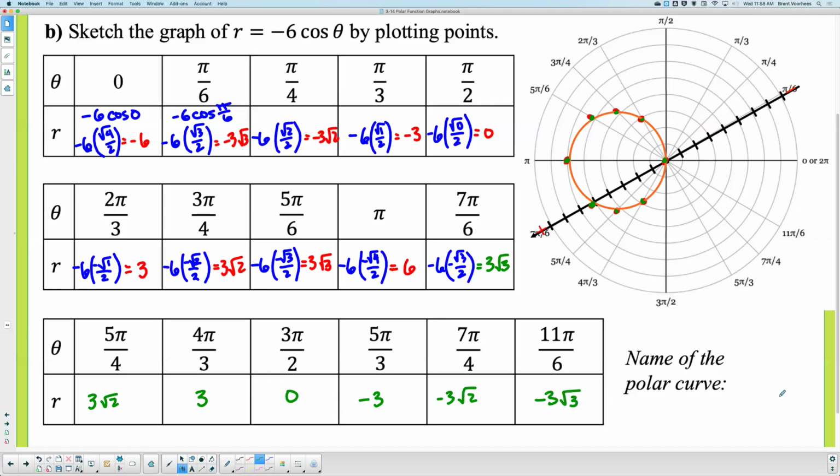There's your rest of your values. What's the name of this graph? A circle. This is once again a circle. Okay. Before I give you one to take a look at, I want to see if you can summarize some things I've said to you.